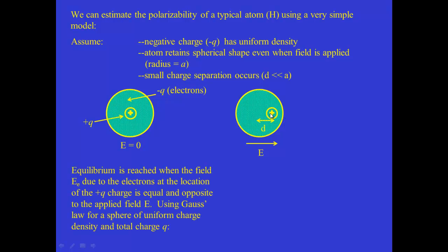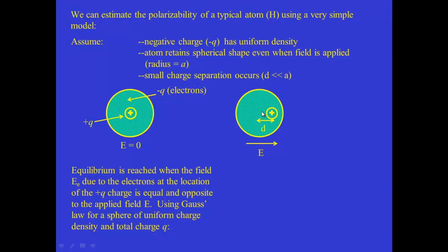Now, why does this stop? Why doesn't this continue to be displaced until perhaps the electrons are completely ripped away from the nucleus? Well, there's an equilibrium that's reached. And what we want to do is think about the forces that the nucleus experiences. As a positive charge, it experiences a force due to the external field, but it also experiences a force due to the negative charge cloud of electrons.